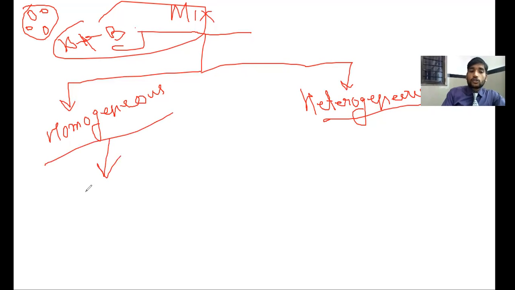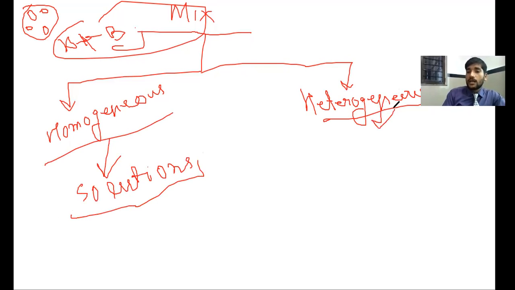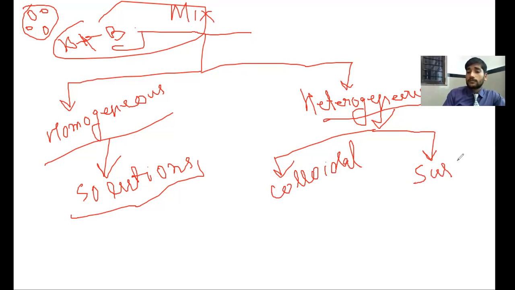Homogeneous mixtures are further named as solutions. These homogeneous mixtures are also called solutions, right? Solutions. And heterogeneous mixtures are further divided into 2 categories: colloidal solution and suspension. Okay, colloidal solution and suspension.